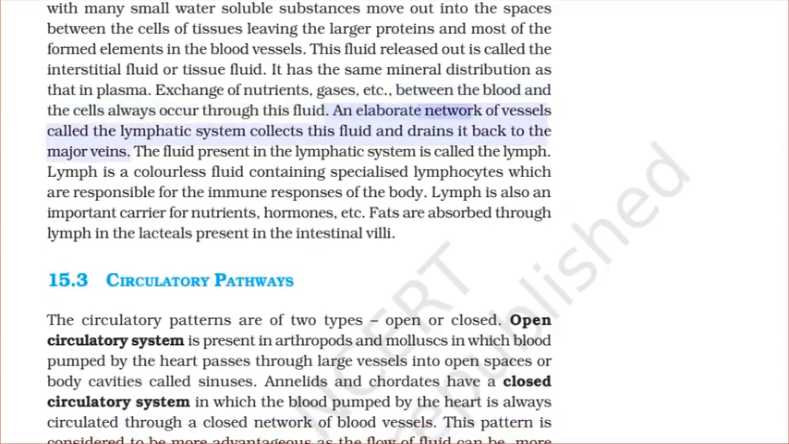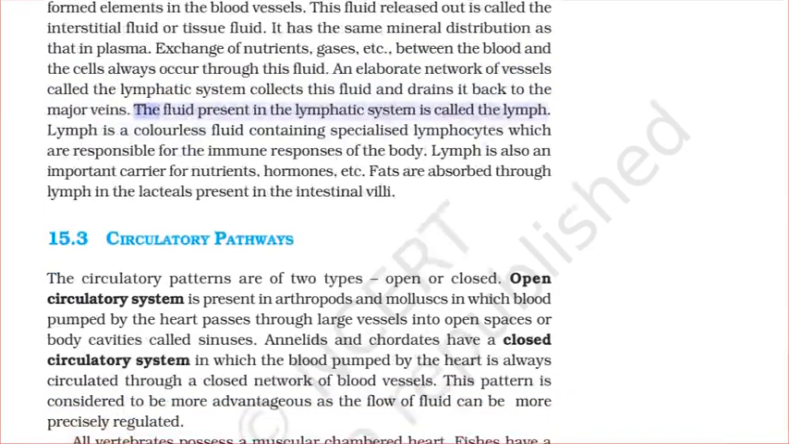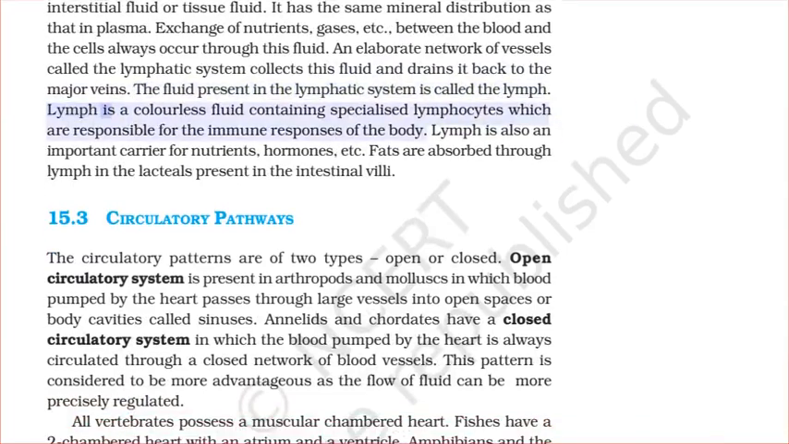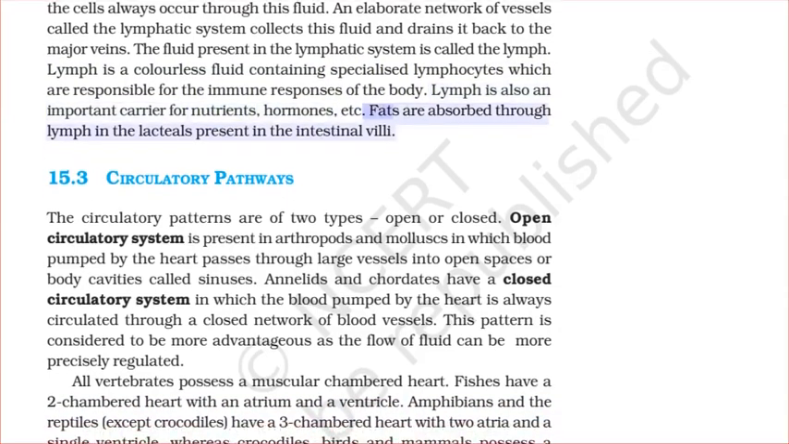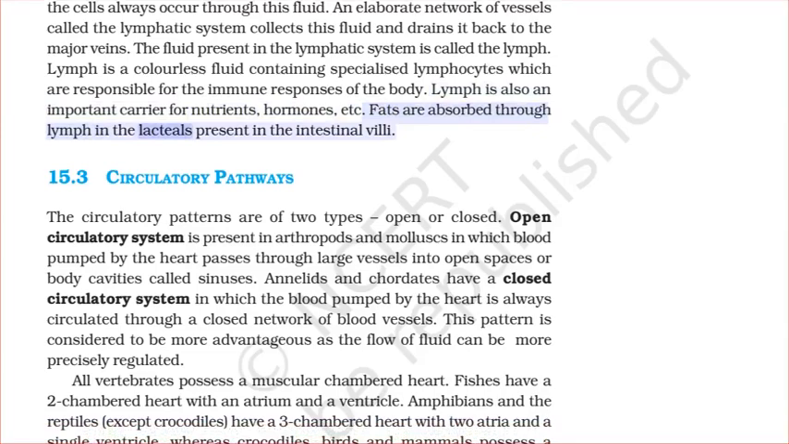An elaborate network of vessels called the lymphatic system collects this fluid and drains it back to the major veins. The fluid present in the lymphatic system is called the lymph. Lymph is a colorless fluid containing specialized lymphocytes which are responsible for the immune responses of the body. Lymph is also an important carrier for nutrients, hormones, etc. Fats are absorbed through lymph in the lacteals present in the intestinal villi.